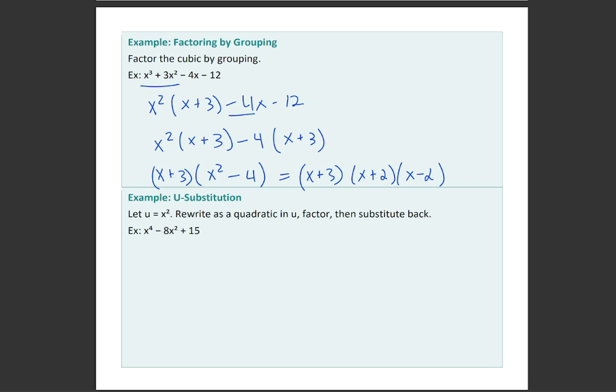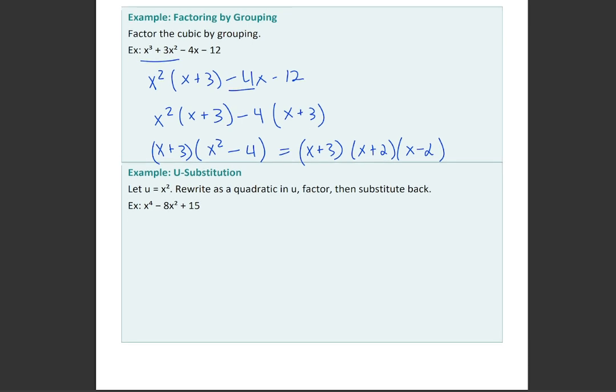Now for our last standard technique here, we want to think about u substitution. So for this example, we're looking at x to the 4 minus 8x squared plus 15. And that's very similar to something we're used to factoring, only it's an x to the 4 term and an x squared term. But if instead it had been something like u squared minus 8u plus 15, we would immediately know how to factor that. And when we do that kind of step, that's what we call u substitution, where we're taking u to be x squared.